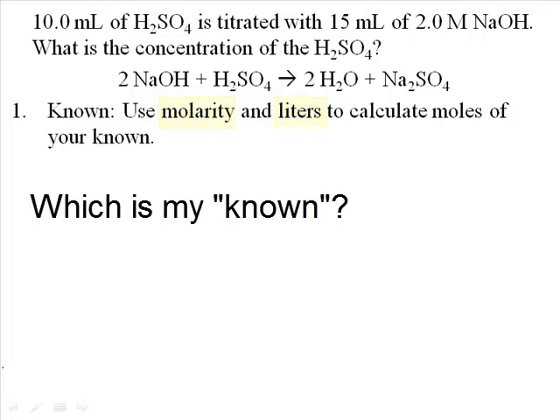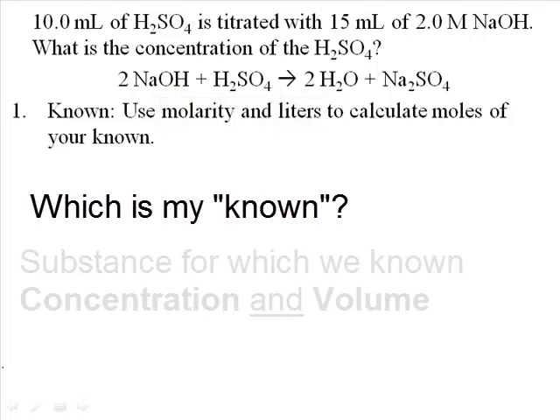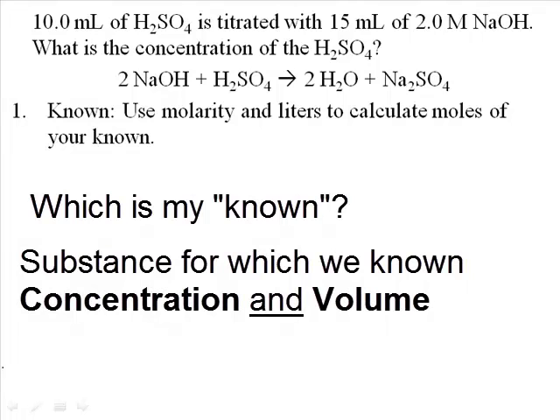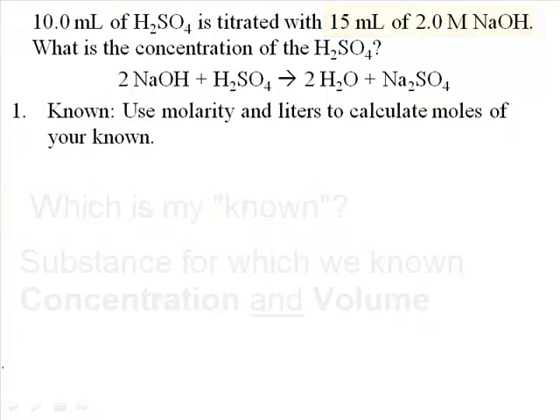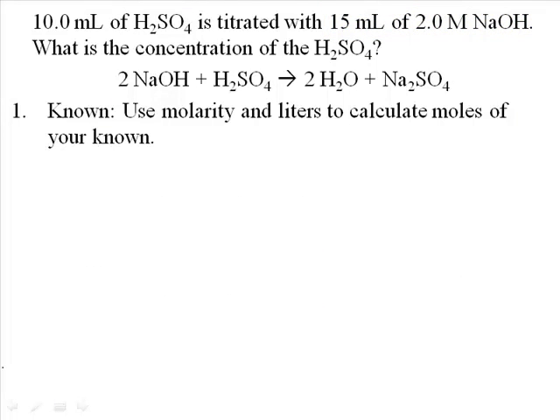As you look at the question, your known is always the substance which you know both the concentration and the volume of. In this case, there's 10 mils of H2SO4, but I don't know what its concentration is. So my known must be the 15 mils of 2 molar NaOH. Notice too that this value is given in milliliters, and I'm going to need to convert it to liters in order to do the calculation.